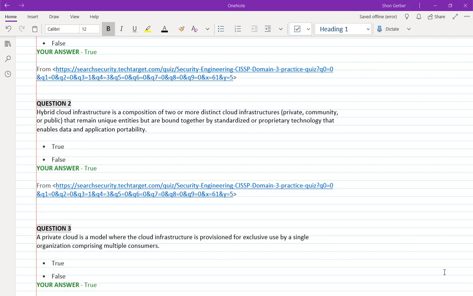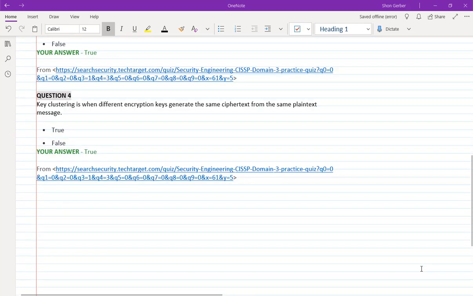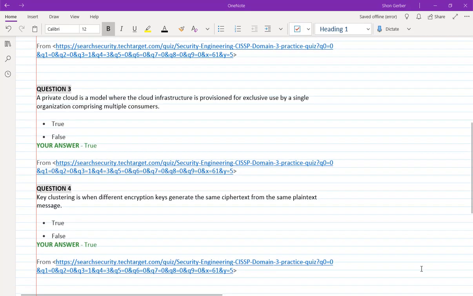Question number 3. A private cloud is a model where the cloud infrastructure is provisioned for exclusive use by a single organization comprising multiple consumers. Okay, again, true, false.